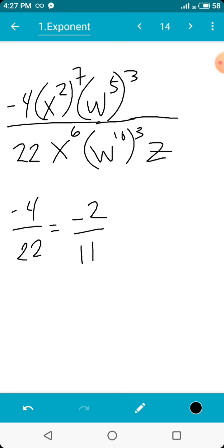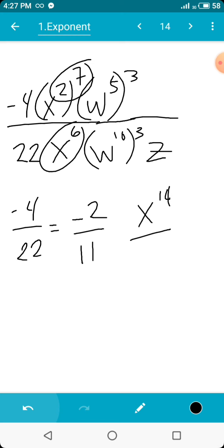And then, we have the x. So, sagutin natin ito. So, rule, multiply lang natin yung exponent. So, that is raised to 14 over yung x natin na sa denominator, so that is x raised to 6. So, yung rule dito, ima-minus lang natin. Okay? So, it will become x raised to 8.